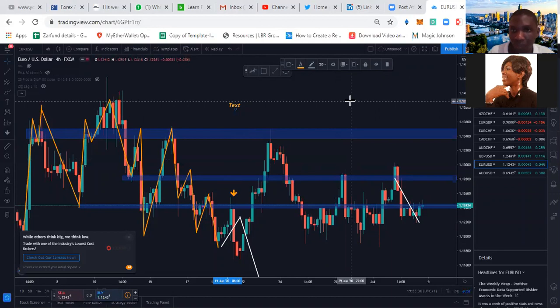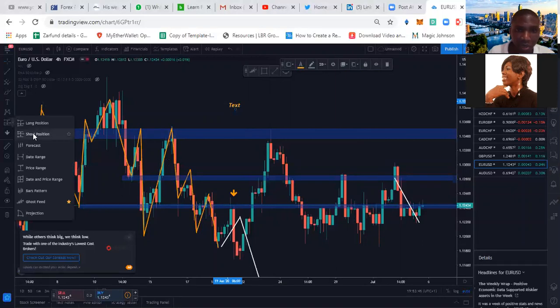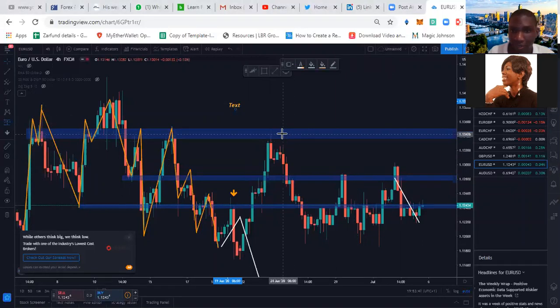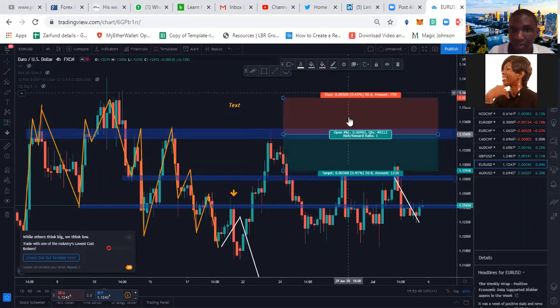Now, what's risk reward? This is what risk reward is. Let's say you are looking to enter a sell trade. Look at these two right here that are showing the red and blue. This is one of the reasons why TradingView is very good. TradingView can help you calculate your risk reward.